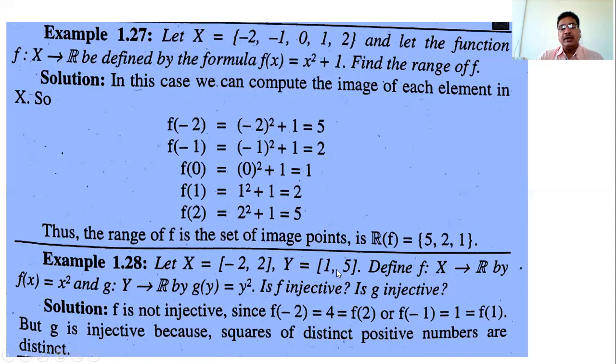But if you take any two different elements from Y, that is the domain of this function g, what are their images? Suppose you take 1 and 5: the image of 1 is 1 and the image of 5 is 25. The elements are different, and their images are also different. Or suppose we take 2 and 3 from this set: the image of 2 is 4 and the image of 3 is 9. The elements are different and the images are also different under this function g, and therefore g is injective.